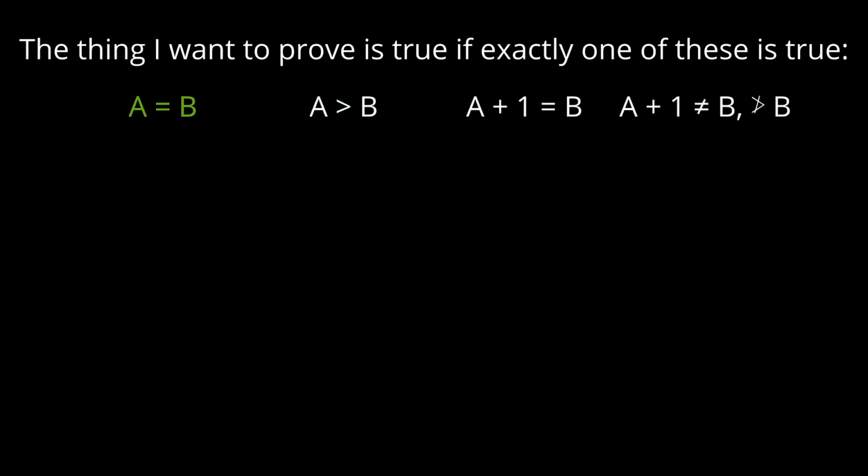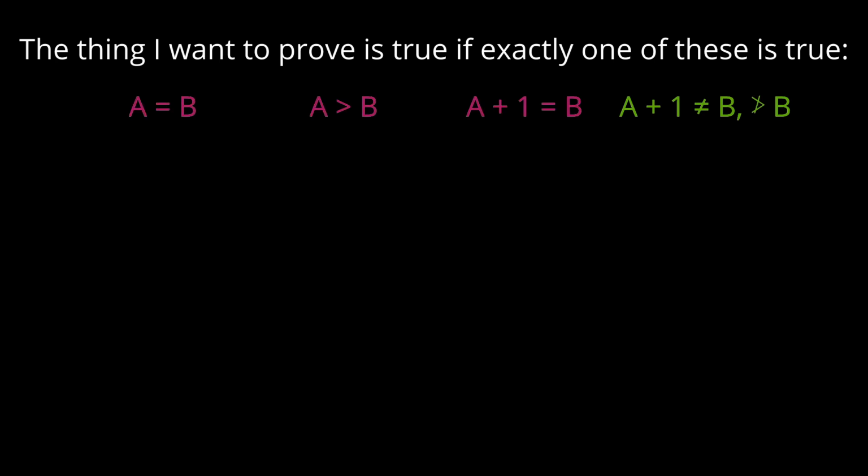If A is B, A can't be more than B, as I've already shown, and the number after A can't be B. The number after B is, by definition, more than B, so again, it's all good. If the number after A is B, again, A can't be B or more than B, and, well, the number after A is not B, so it's still good. And if the number after A is neither B nor more than B, well, I've already shown that none of the other things can be true.